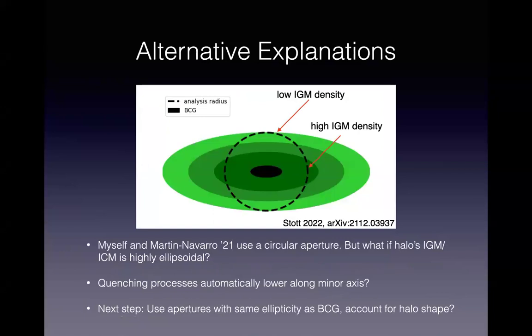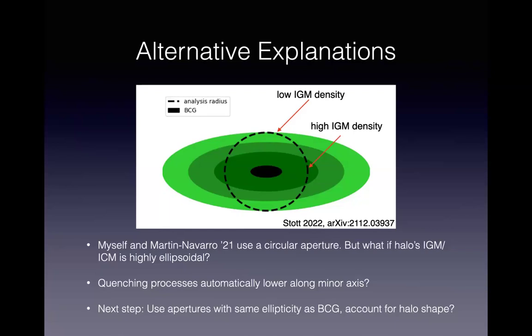So I'm not necessarily wedded to the idea that this is due to AGN. There are alternative explanations, and I put this kind of infographic in my paper. Now the CLASH clusters are pretty spherical, but if you had non-spherical halos, say the black ellipse here is the BCG, and then you've got the IGM or some other thing coming out here, with the same ellipticity and the density dropping.